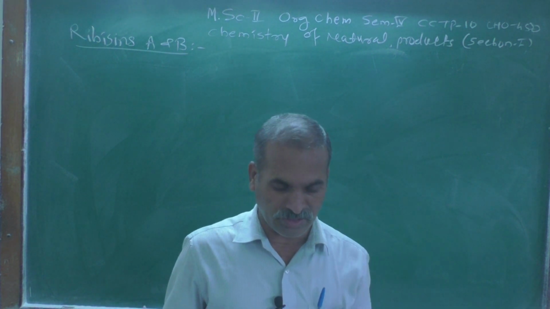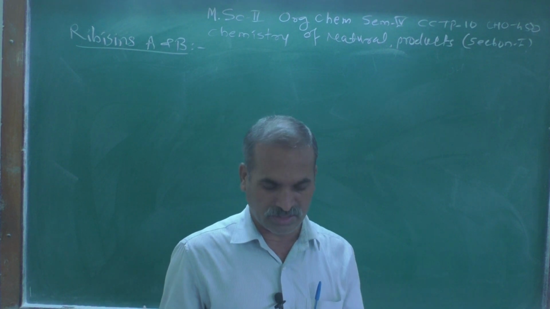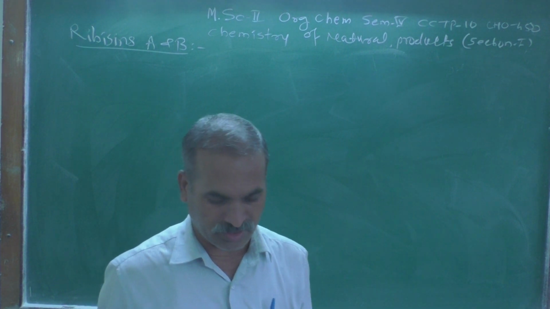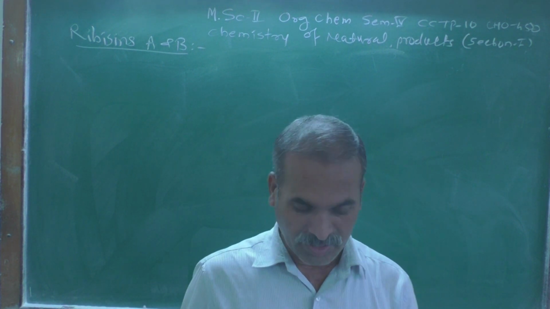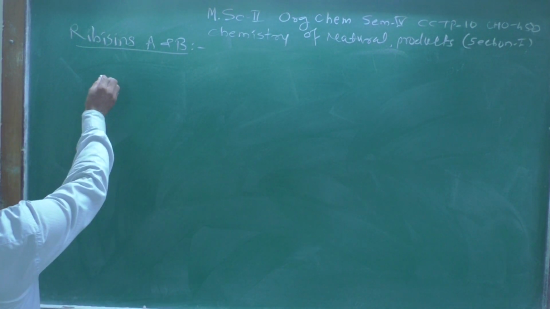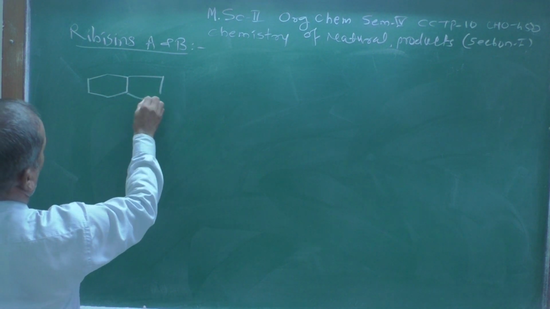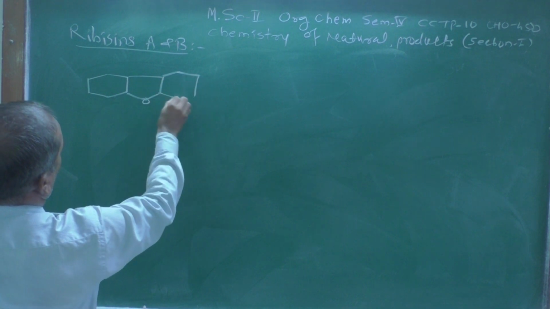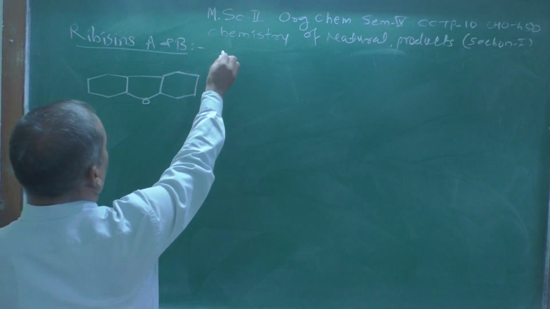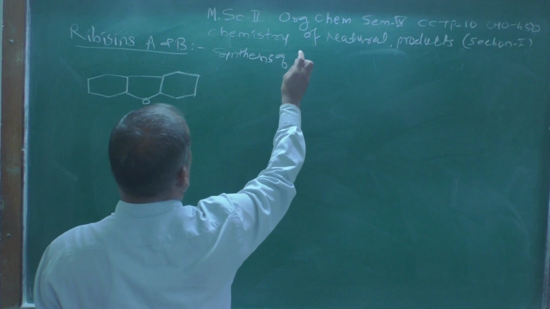Now today we are going to discuss the actual synthesis. Nine steps were there for the synthesis of that ribosine. So let's start scheme number 2, starting from the precursor or the starting material which we are going to use over here. We are talking about the synthesis of ribosine A.